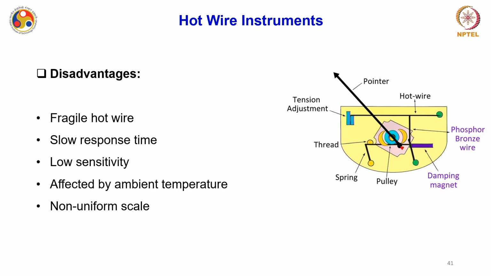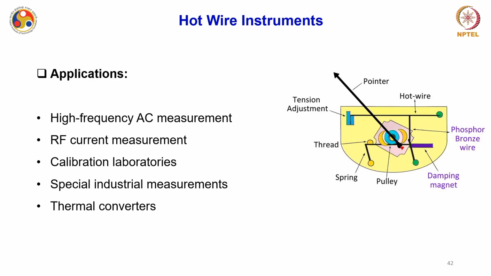Since we have seen that theta is directly proportional to I square rather than to I, it has a non-uniform scale. These are some of the disadvantages, but the applications of these instruments are very vast, making them a suitable alternative to the existing moving iron and electrodynamometer instruments. They can be used for high frequency AC measurement, say RF current measurement, calibration in the laboratory, special industrial measurement, and also in the thermal converter. So there are a number of advantages of hot wire instruments.